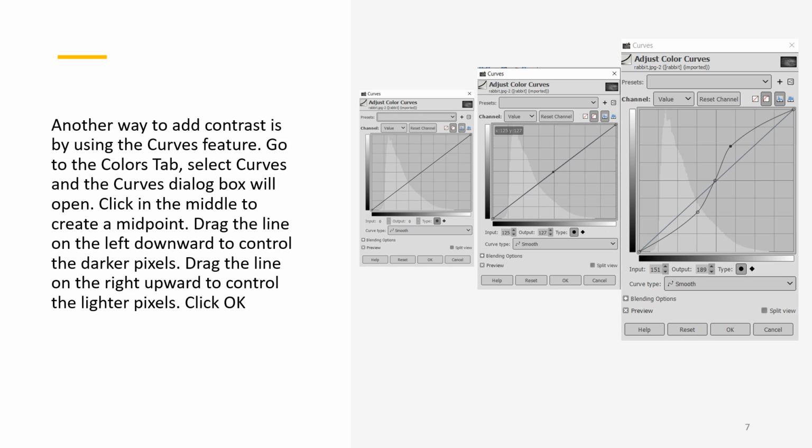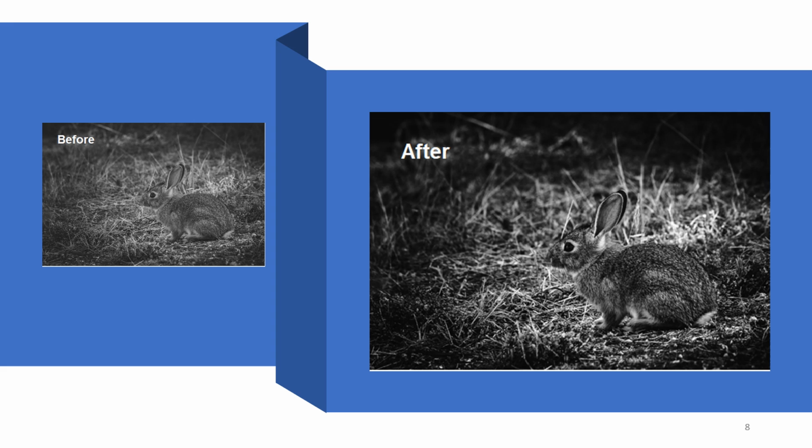Another way to add contrast is by using the Curves feature. Go to the Colors tab, select Curves, and the Curves dialog box will open. Click in the middle to create a midpoint. Drag the line on the left downward to control the darker pixels. Drag the line on the right upward to control the lighter pixels. Click OK. Before, after.